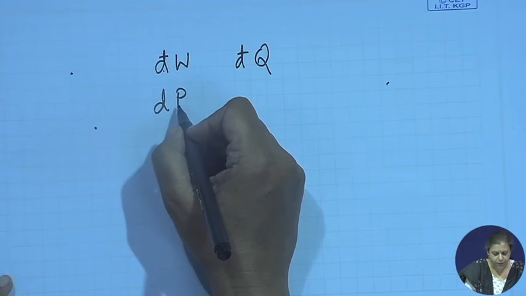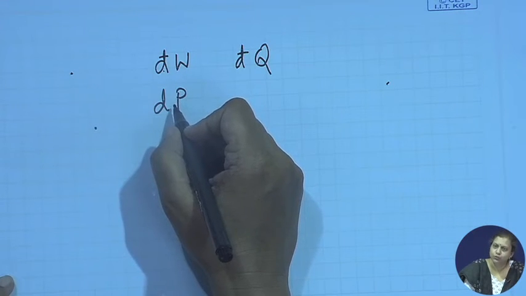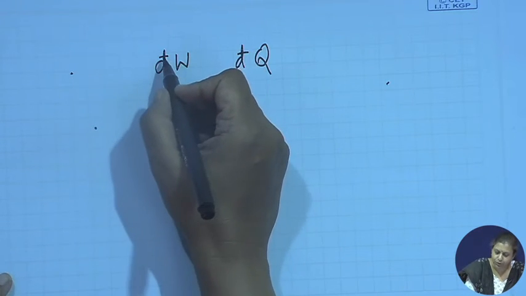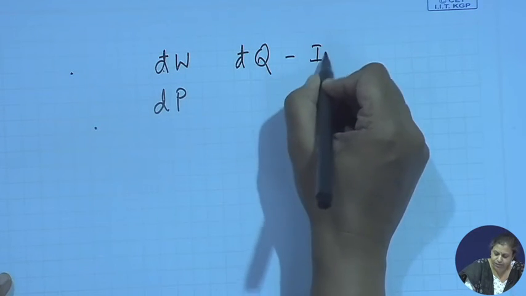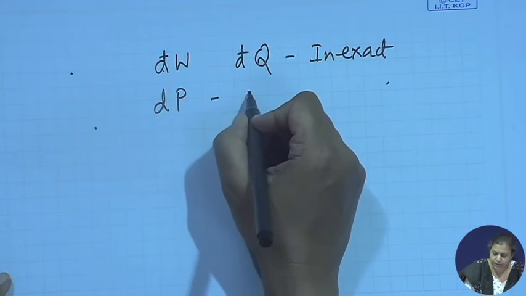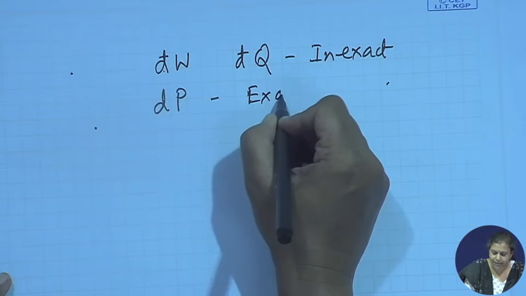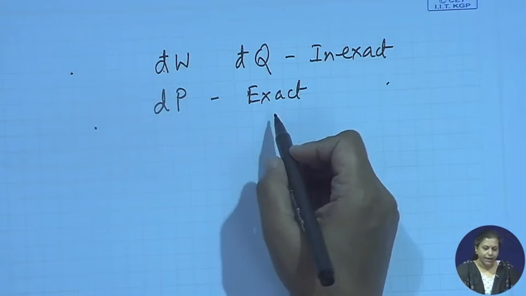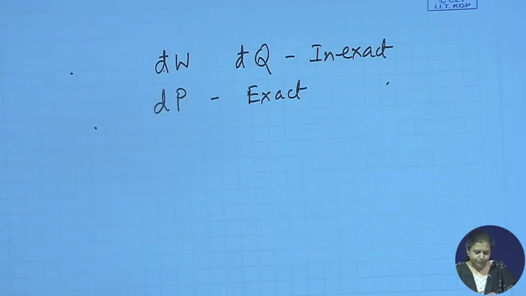This is something very important which I will be following in the class. I would want you people also to follow this, that we would like to differentiate between inexact differentials and exact differentials. The path functions will be shown by inexact differentials and the state functions will be shown by exact differentials. Now, I would like to mention that heat and work are quite unique.